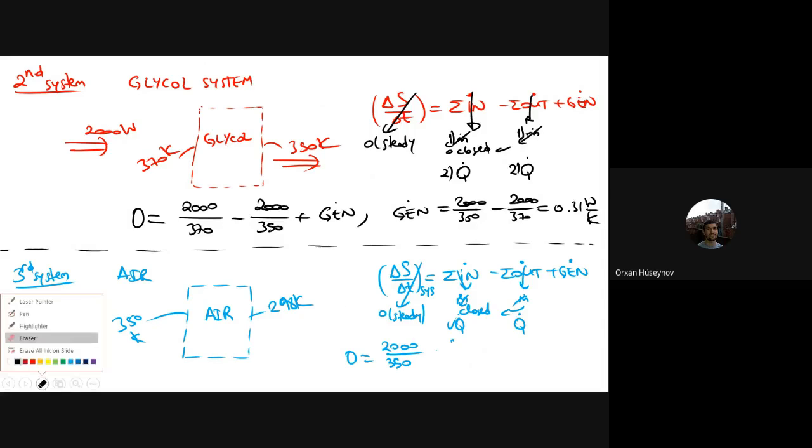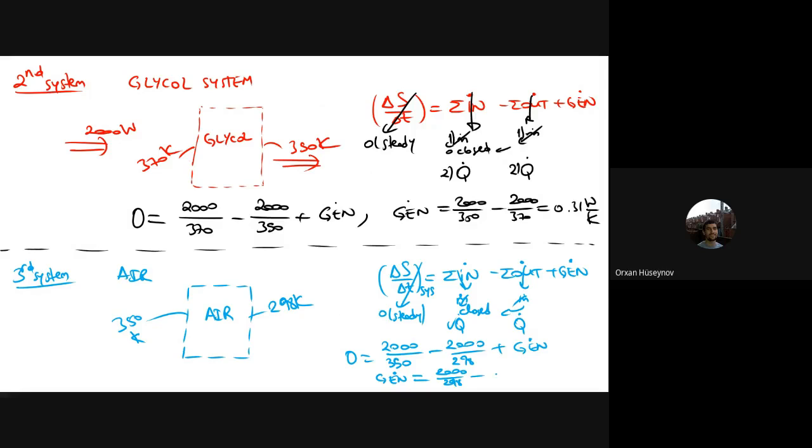So then 0 will be equal to 2000 divided by 350, minus 2000 divided by 298, minus 2000 divided by 298, plus the generation part. If you solve it, the generation part will be equal to 2000 divided by 298 minus 2000 divided by 350, and that will give you the final result as 0.997 watts per Kelvin.